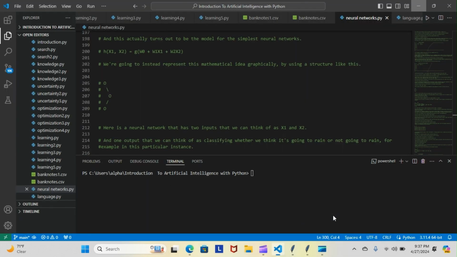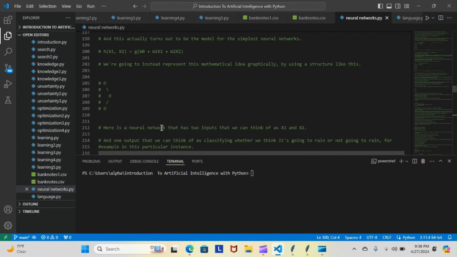Last night, if you recall, the last thing we went over was the hypothesis function, and tonight we're going to pick up where we left off. So you see here we have our hypothesis function, h(x1, x2) equaling g. G is going to represent our activation function. And then we have weight 0 plus weight 1 times x1 plus weight 2 times x2, or input 1 and input 2. We're going to instead represent this mathematical idea graphically by using a structure like this.